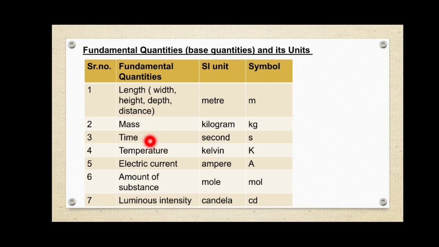Next one is time, unit seconds, symbol s. Next one is temperature. We write Kelvin, the symbol is capital K. Fifth one is electric current. The SI unit is ampere, the symbol is capital A. Amount of substance, SI unit is mole and the symbol is mol. The seventh fundamental quantity is luminous intensity. The SI unit is candela and we write small c.